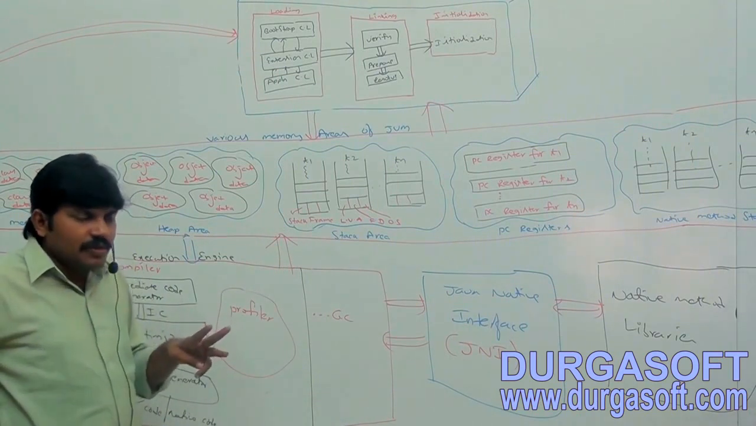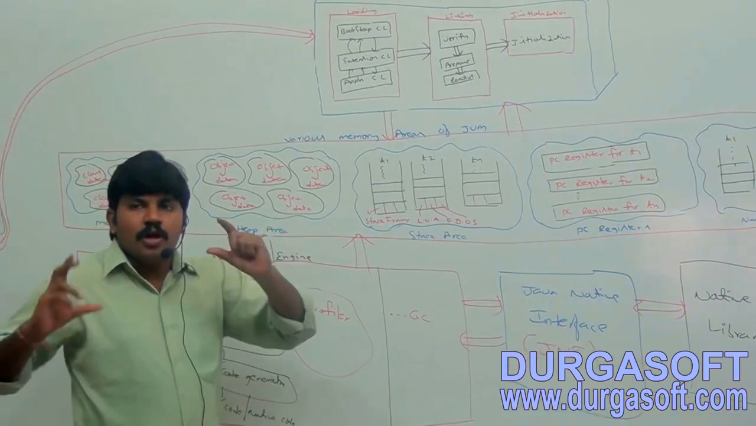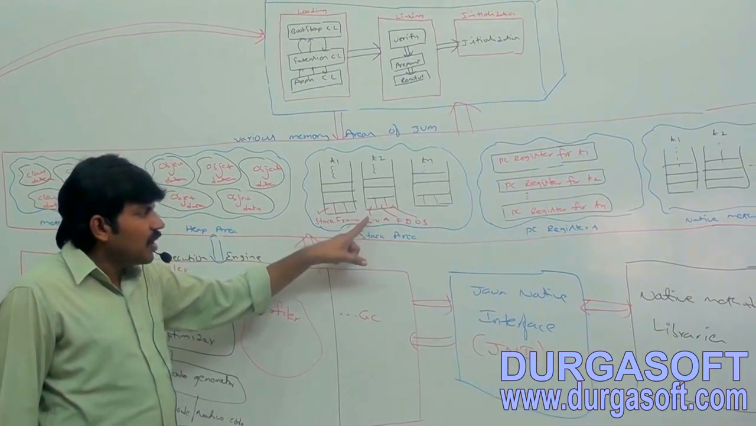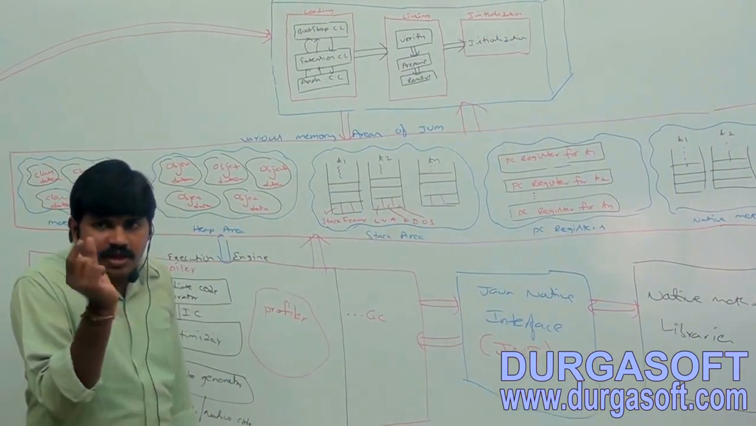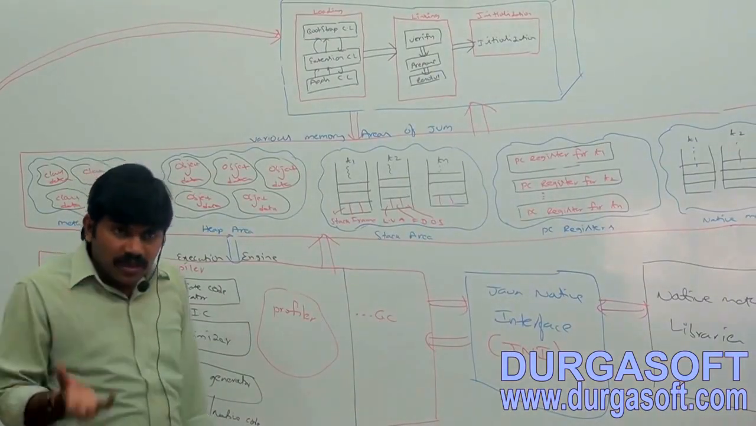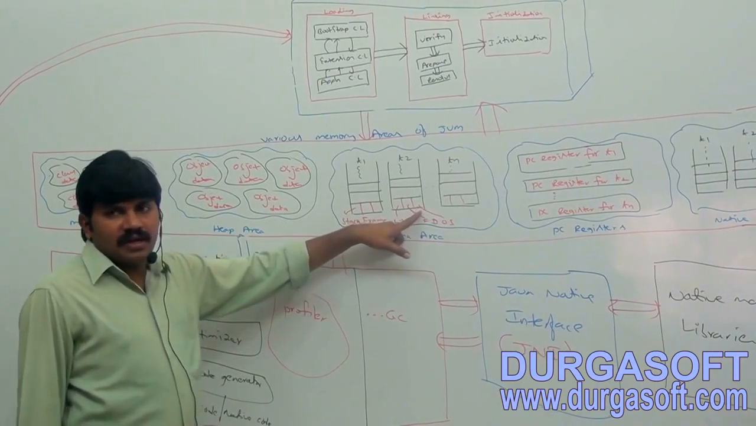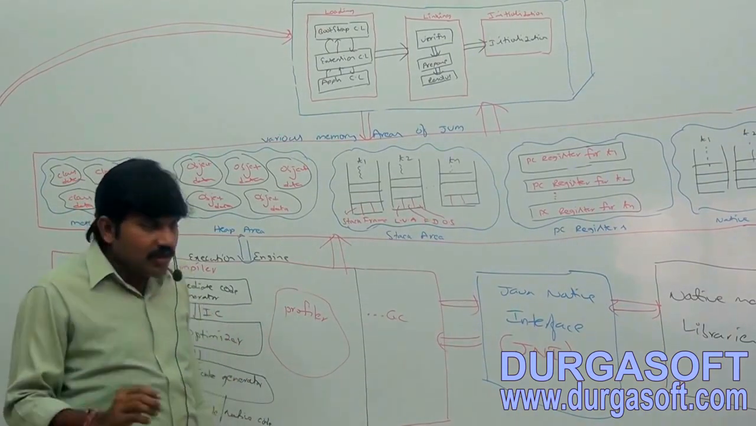Each stack frame contains how many parts? 3 parts are there. What is the first one? Local variable array. Related to that method, how many local variables are there and the corresponding values will be saved in the local variable array. Next one, operand stack. If any intermediate operation is required to perform, which one acts as a runtime workspace? It is nothing but the operand stack. And then frame data, it contains all the symbols we used in that method.